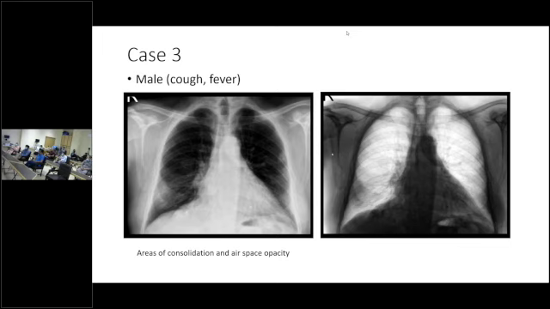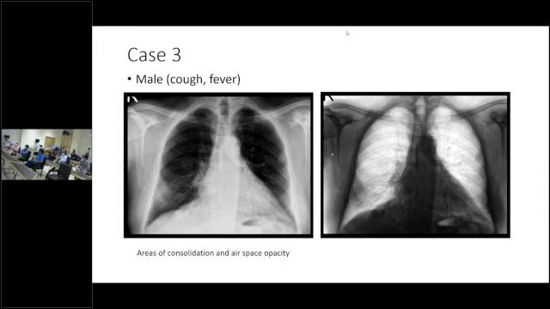There are some airspace opacities in the left subpleural region, the left subpleural margin, and in the right lower zone there's a consolidation. And this is also a COVID positive patient who has both consolidation and ground glass opacities.